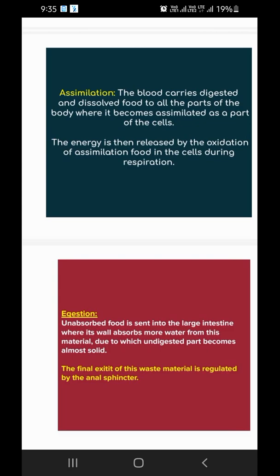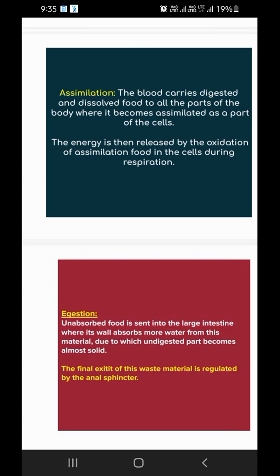Okay. Then gastric glands release HCl, pepsin, mucus, renin, and lipase. HCl creates acidic medium. Pepsin digests protein. Mucus protects the lining of the stomach from HCl. Renin and lipase are active only in infants. Please remember, renin and lipase are only active in infants, meaning small children, babies. Renin digests protein in infants and lipase digests milk fat.